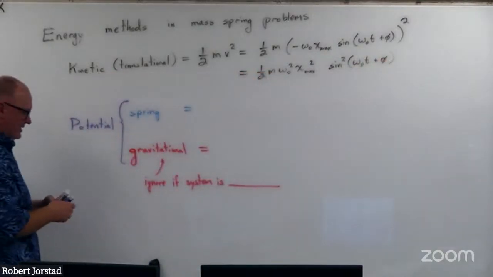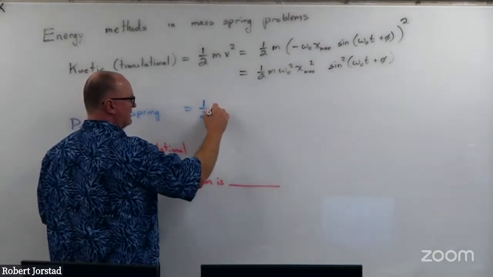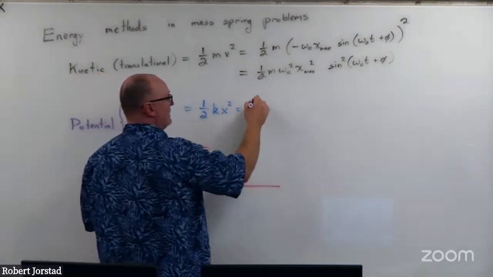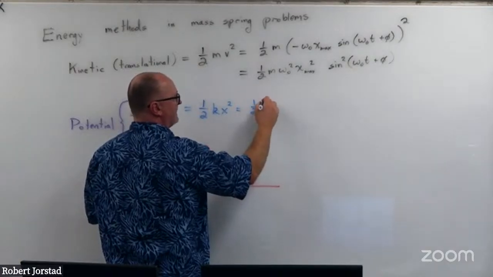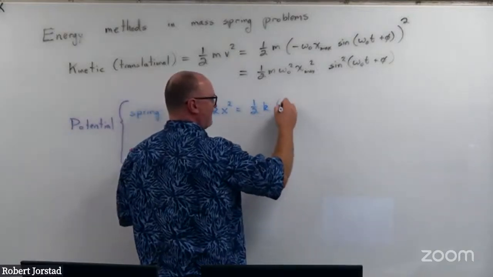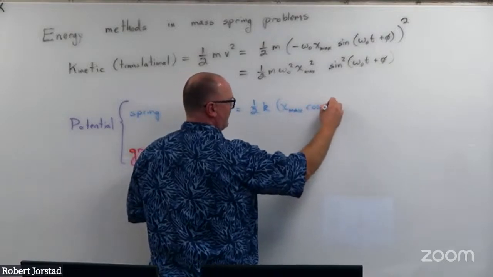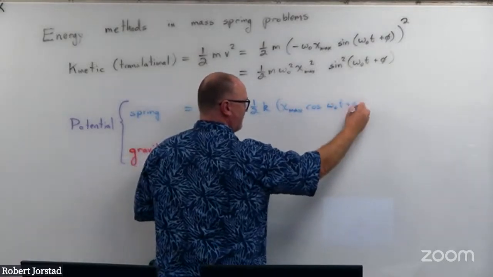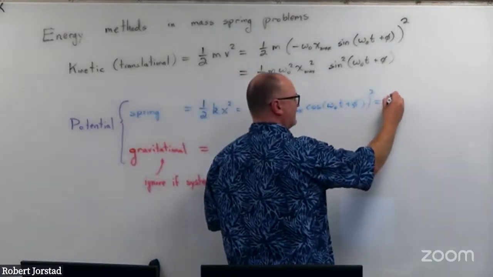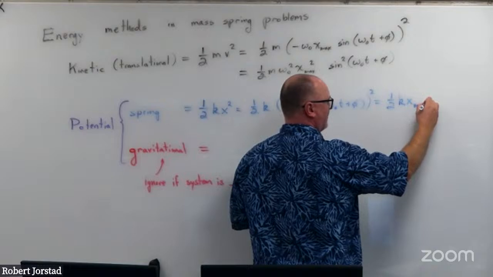The spring energy. What's the equation for the energy associated with the spring from physics 1? You better know this. It's 1/2 kx squared. But remember, x is some function of time, so that's going to be 1/2 k. K is the spring constant in this case. X was x max cosine of omega naught t plus phi. And that's all squared. Kind of running out of room here, so that's 1/2 k x max squared.